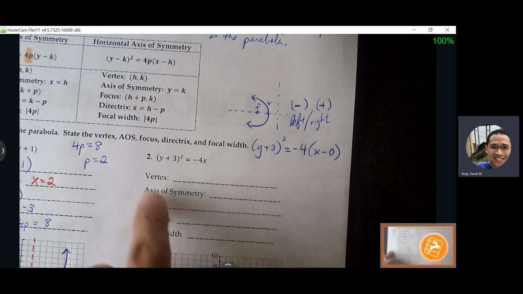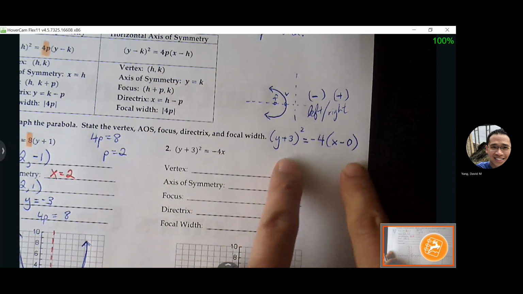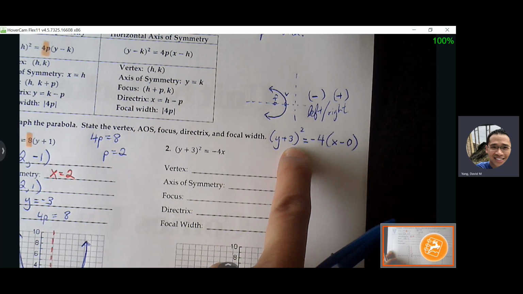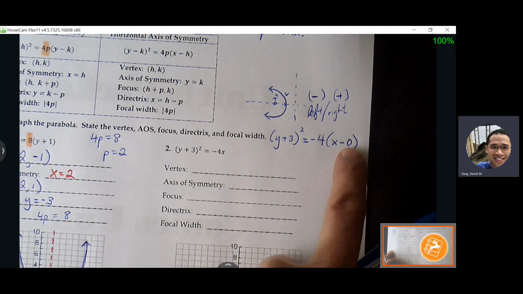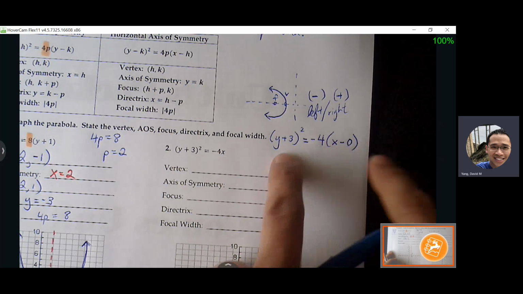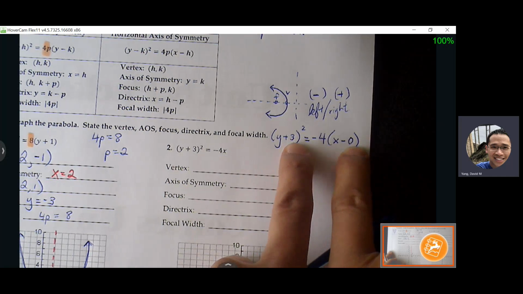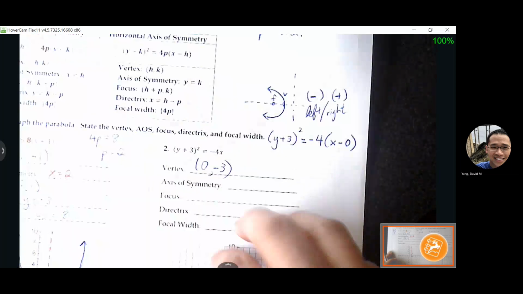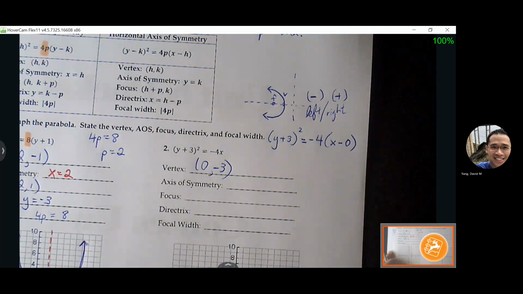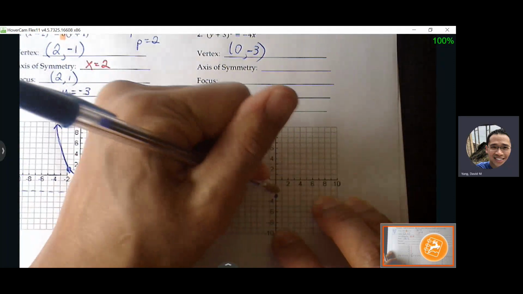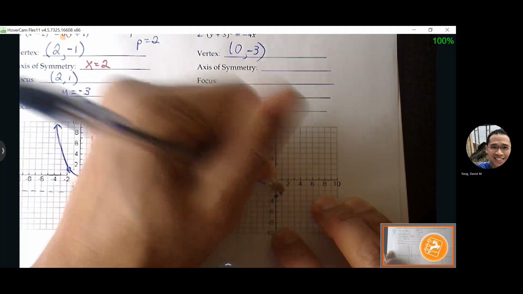Okay, so where's my vertex going to be? Good. If you're always reading from left to right, we want to associate the number next to the x as your h, and the number next to your y as your k, and then change the sign whenever you see those numbers. So it's going to be 0, -3. I'll go ahead and label that point and put V next to it.